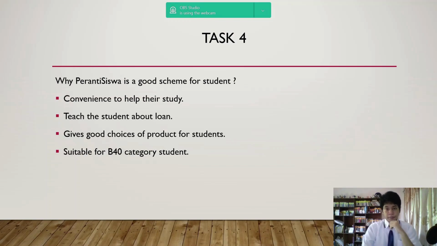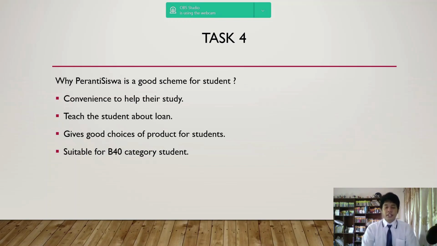Which leads to the second reason, which teaches the students about loans. Most students are unable to handle their loan after the study. But thanks to this opportunity, students can learn how to handle their loan, such as getting a part-time job or saving their money to pay up the loan for the scheme.